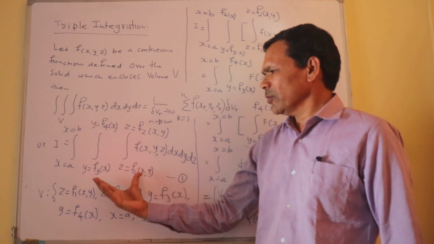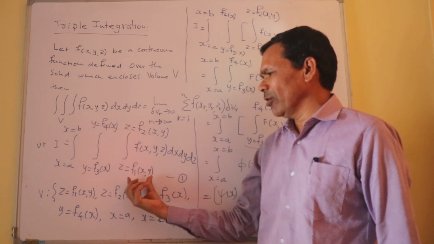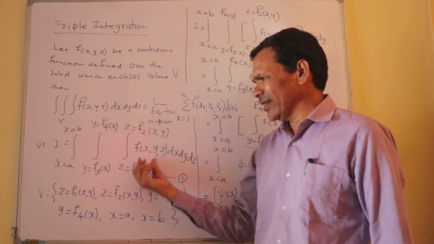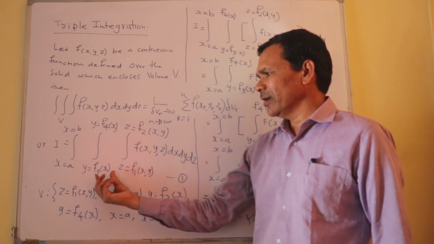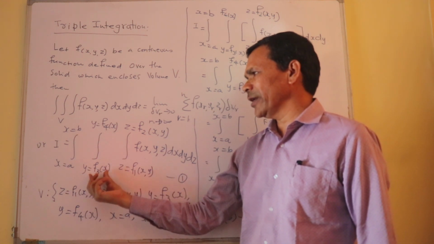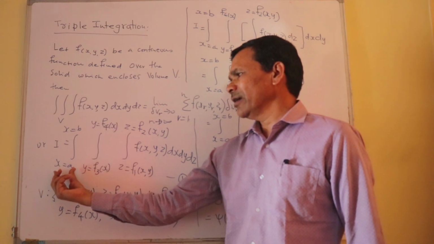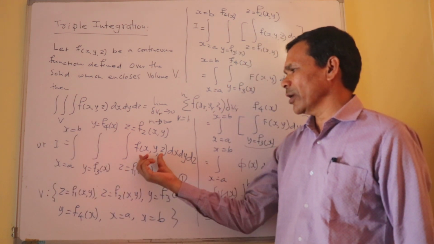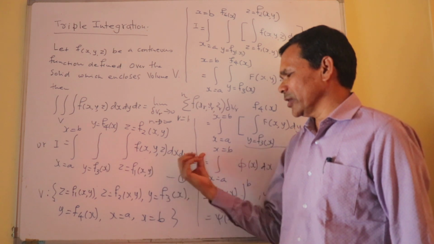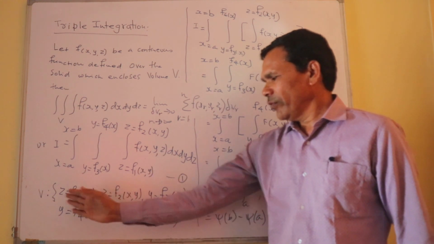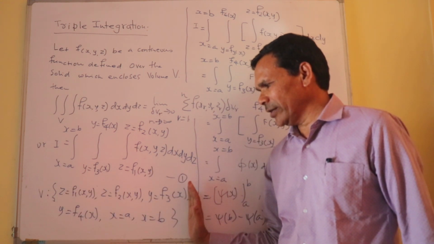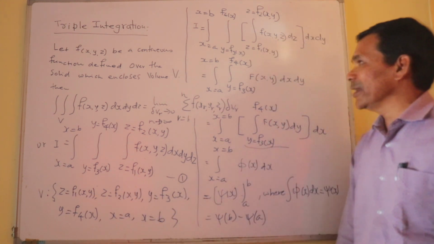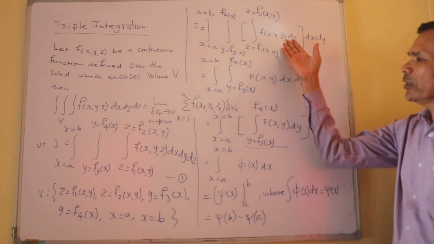Now here you are having the limits. How to find out the limits for this? z is equal to f1 of x, y to z is equal to f2 of x, y. These are surfaces actually, and these are curves: y is equal to f3 of x to y is equal to f4 of x, and the constant limits, the lines, x is equal to a to x is equal to b, for f of x, y, z dx dy dz. Here V is the volume enclosed by the solid, which is bounded by these surfaces, these curves, and the lines. Now, how to evaluate that?